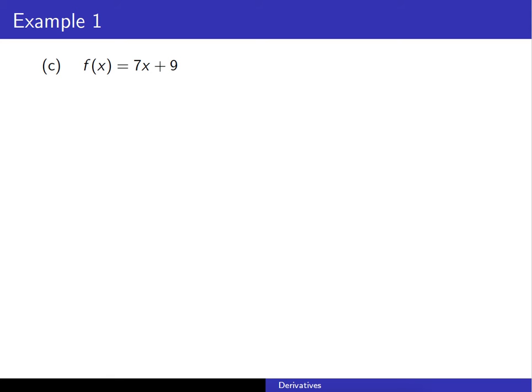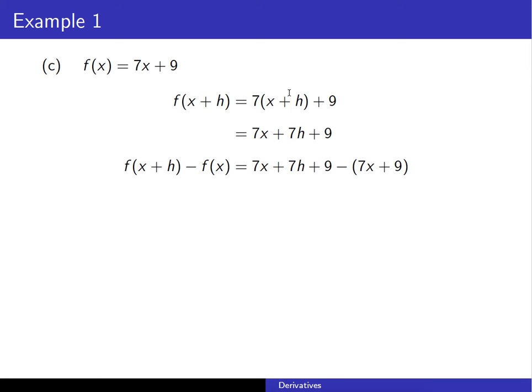In this video, we're going to continue our discussion on finding the derivative. Picking up where we left off, example C, we're going to find the derivative of f of x equals 7x plus 9. So once again, we're going to start by finding the difference quotient, a three-step process. First, evaluating our function at x plus h, we have 7 times (x plus h) plus 9. And distributing the 7 through, we get 7x plus 7h plus 9.